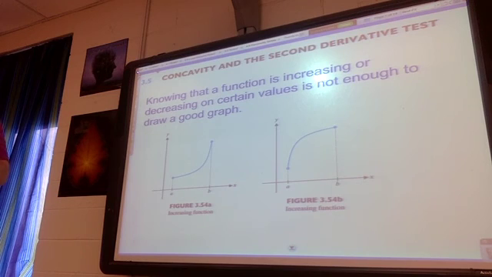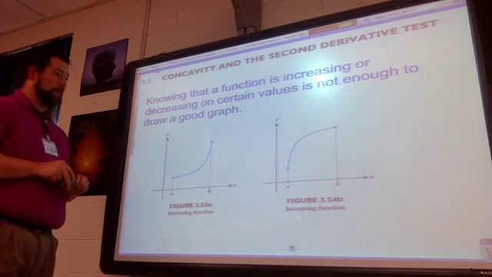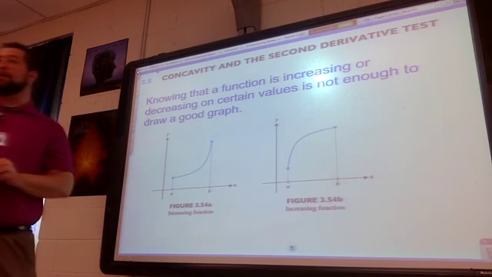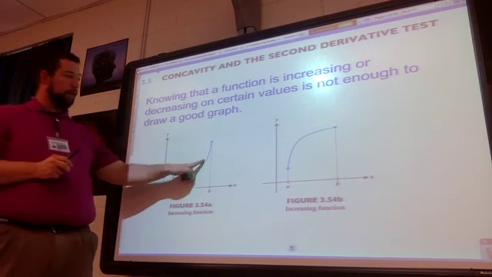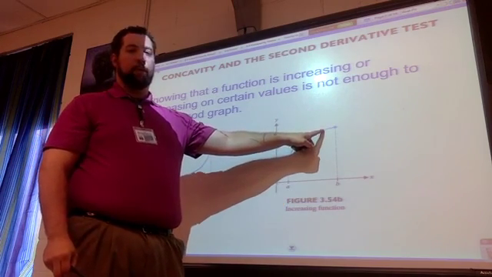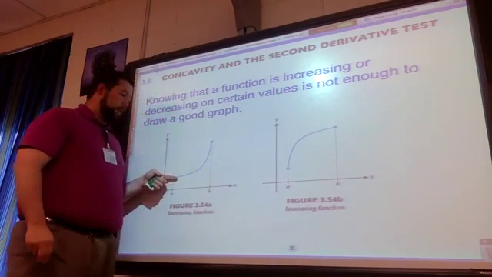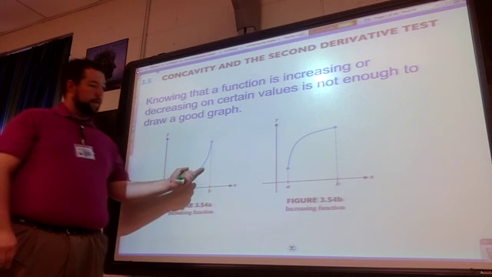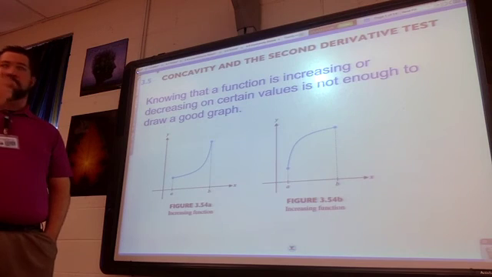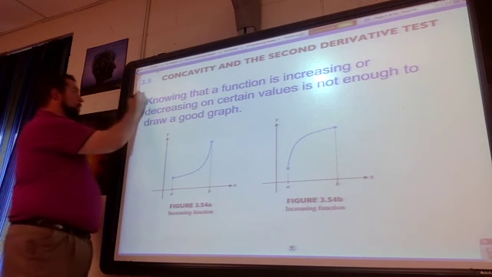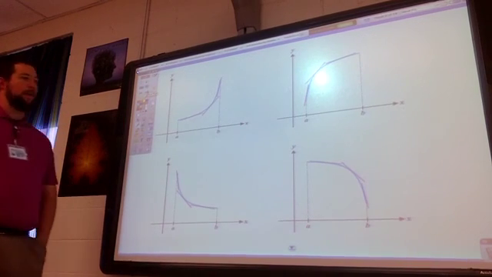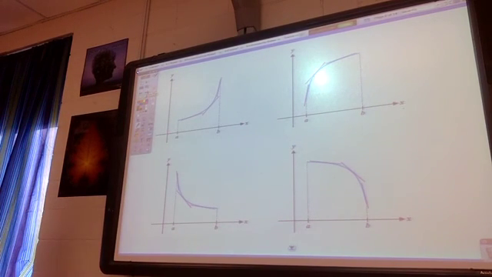For example, right up here, we have two graphs that are both increasing between A and B, but they look totally different. One goes up very quickly, and then not so quickly. This one rises slowly and then rises rapidly. So both increasing but different. So we need to know something else.